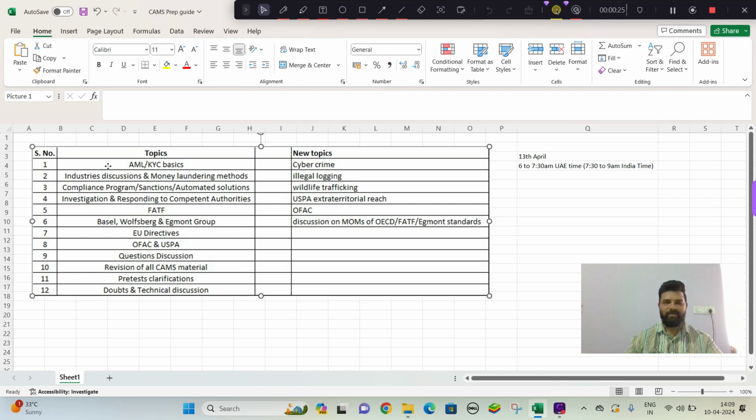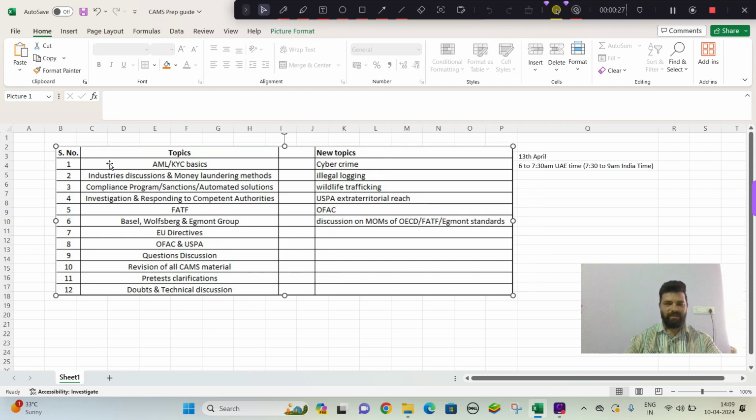Starting from AML KYC basics, we are going to understand what is AML, what is KYC, and the difference between AML, anti-money laundering, and know your customer. These are the rules and regulations we have from the regulatory point of view, and we understand each and every industry, what are the stages money launderers go through, how they convert, and what methods they use to convert the ill-gotten cash into white money.